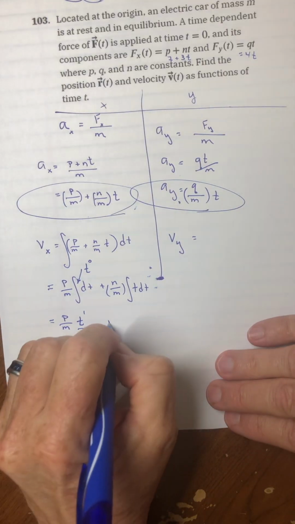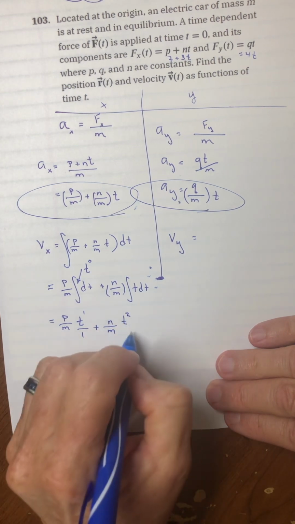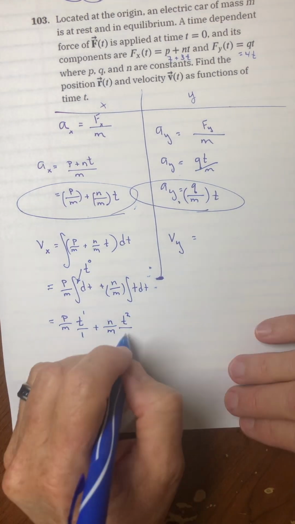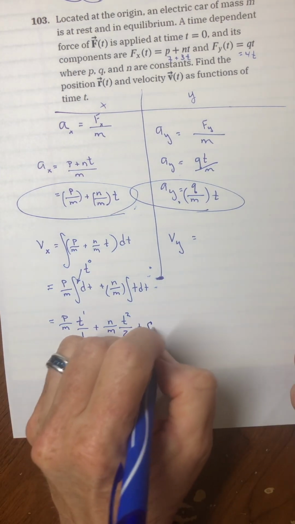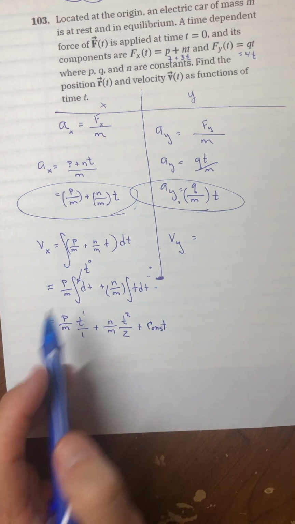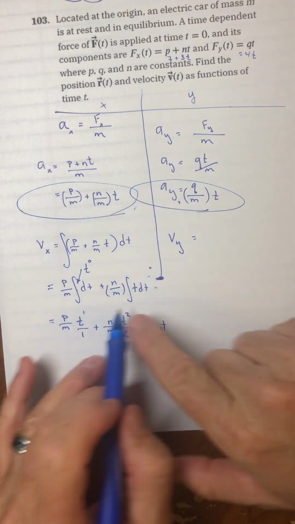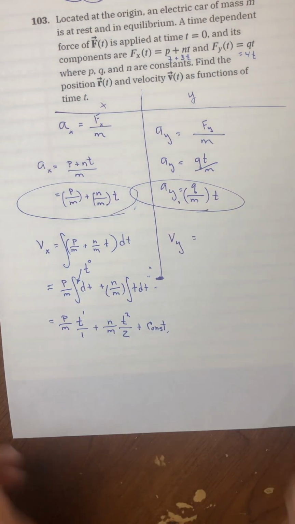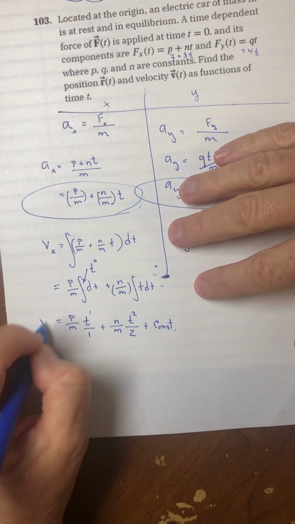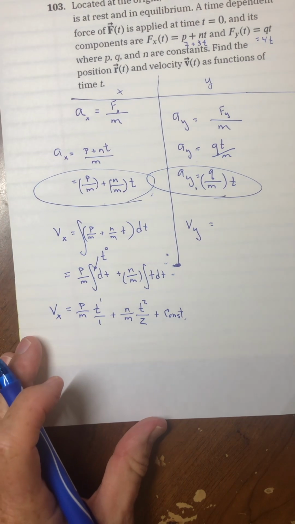And then this one here, which is t to the 1, you now add 1 to the exponent and divide by the new exponent. Now technically, let's not forget that there would have to be a constant. I guess technically even a constant for each integration. However, if there's some constant and another constant, why don't we just add them together and call it some other constant? And so this would be the equation for the velocity in the x direction.